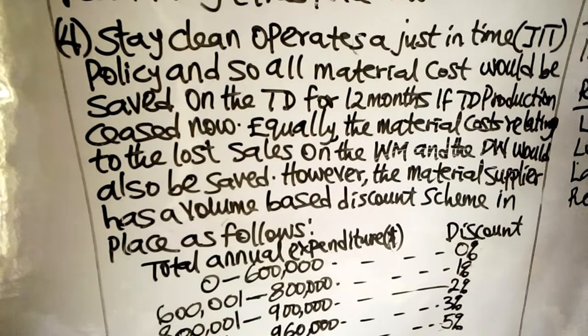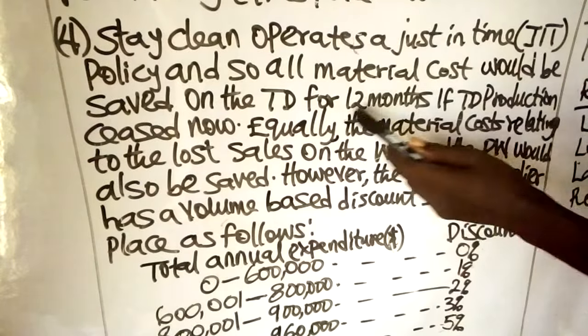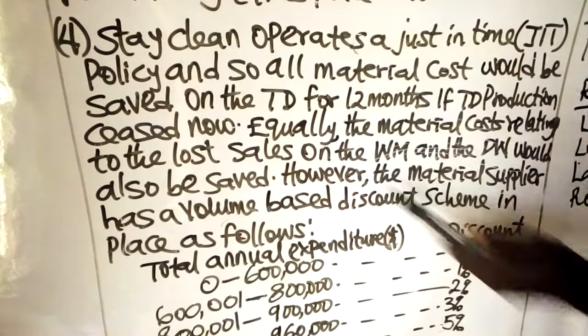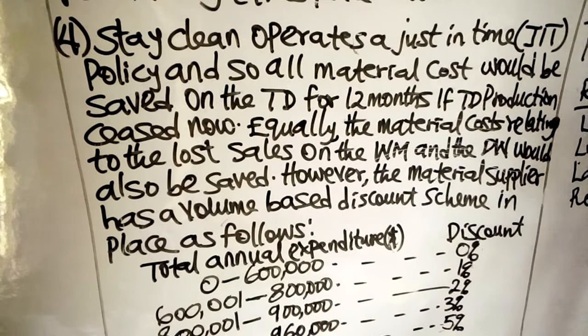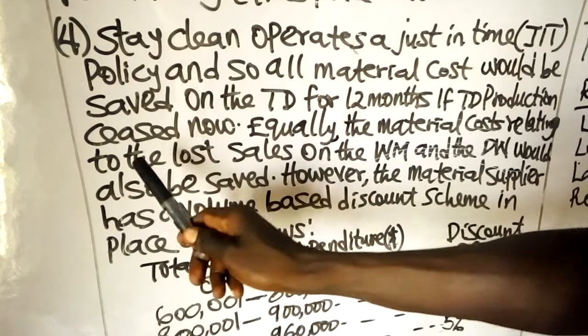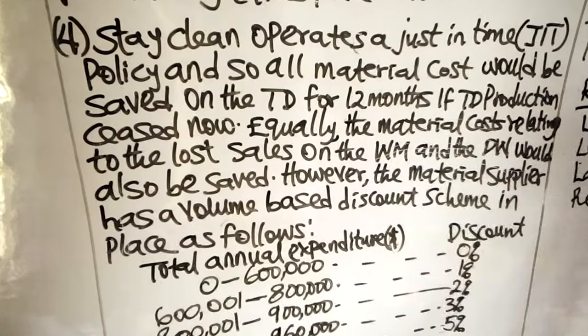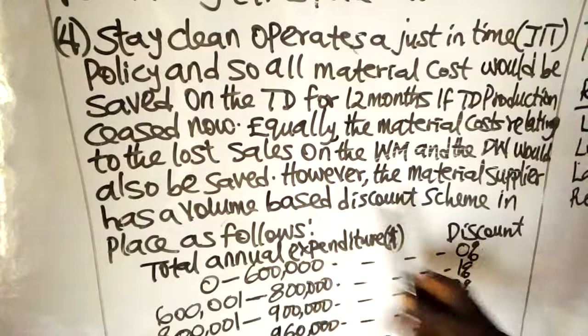If TD production ceased now, if you cease producing TD now, the materials cost will be saved on TD for 12 months. If TD production ceased now, equally, the material costs relating to the lost sales on the WM and the DW would also be saved.